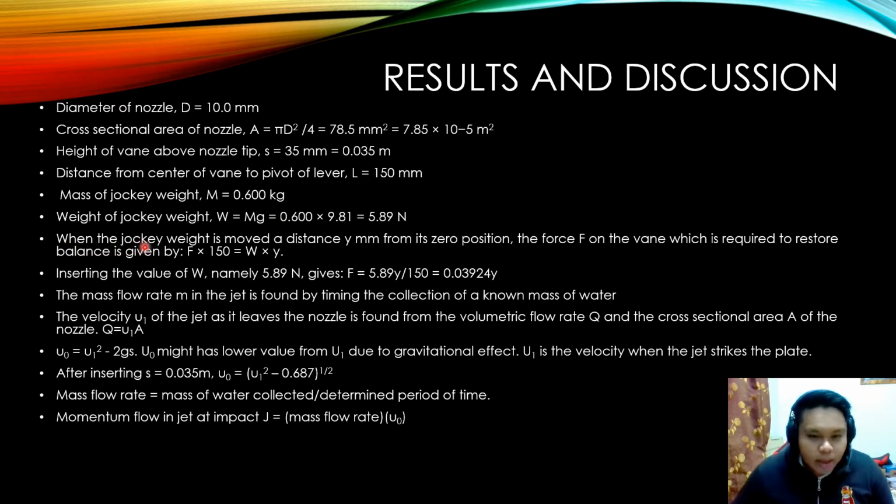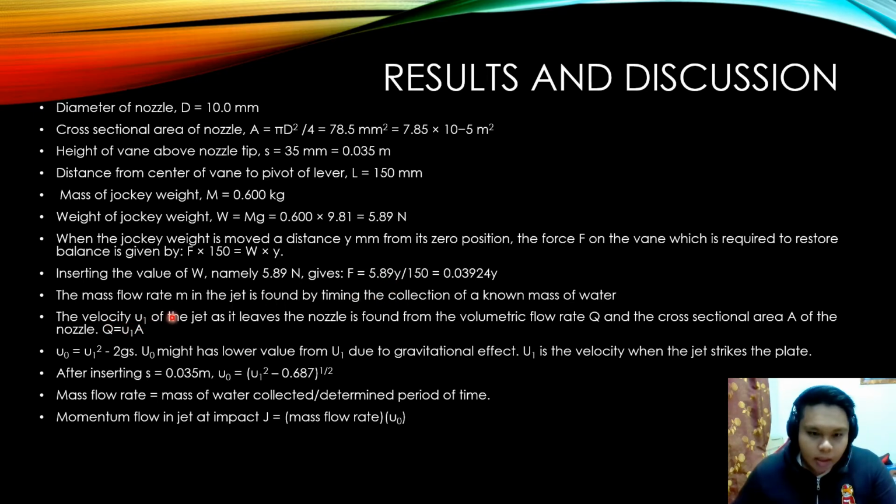And when the jockey weight is moved a distance Y from its zero position, the force F on the vane, which is required to restore the balance, can be calculated by using the formula F times 150 equals W times Y, which, when we insert the value of W, we will get F equals 5.89 Y over 150.